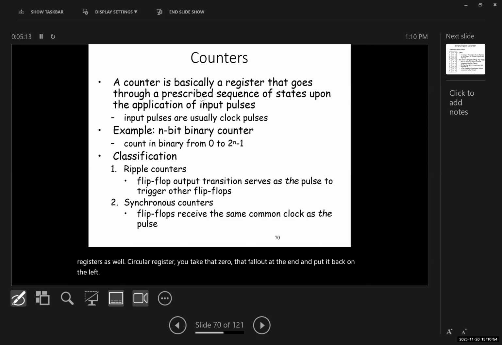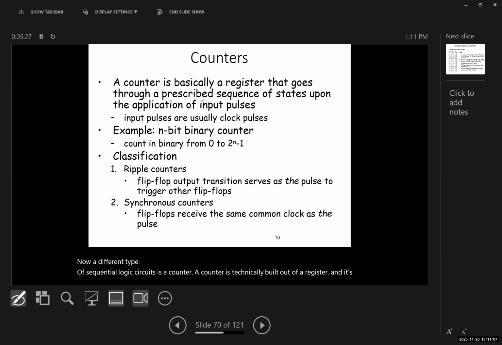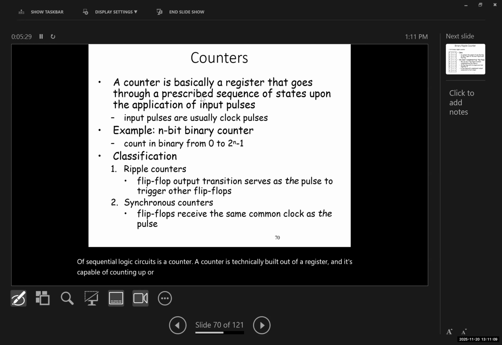Now, a different type of sequential logic circuit is a counter. A counter is technically built out of a register, and it's capable of counting up or counting down. So a counter, as mentioned, is basically a register that goes through a prescribed sequence of states upon the application of input pulses. The input pulses are usually clock pulses.